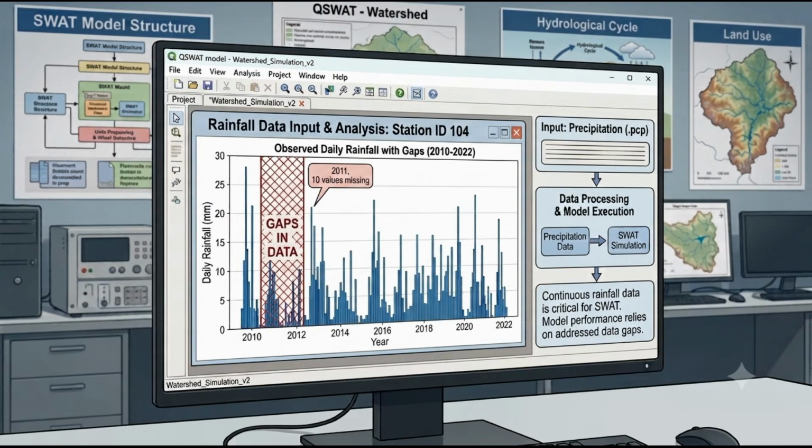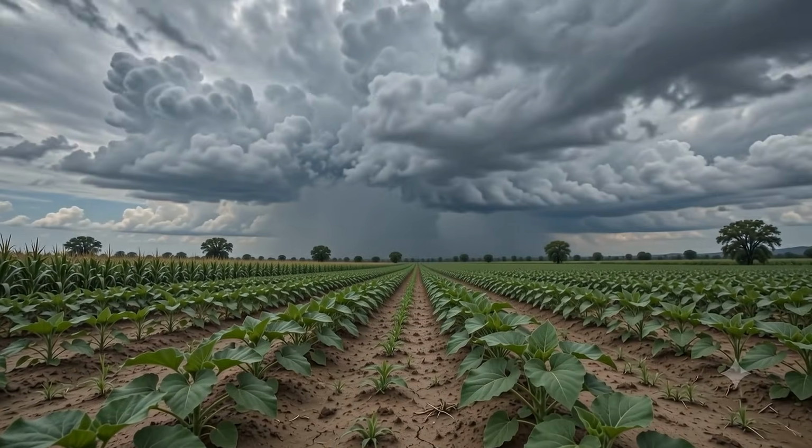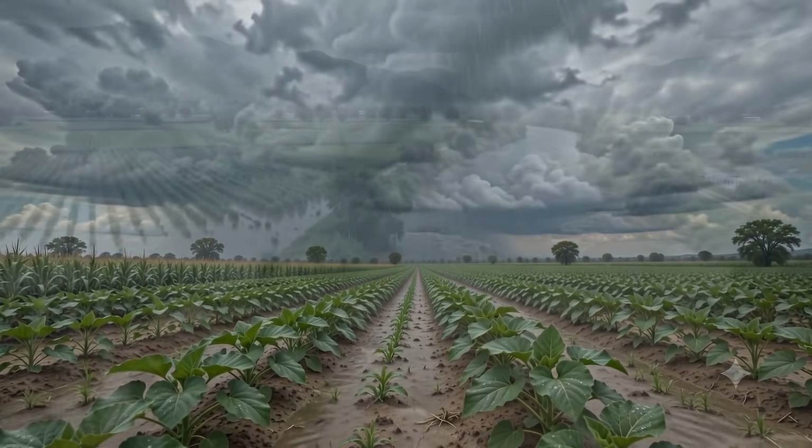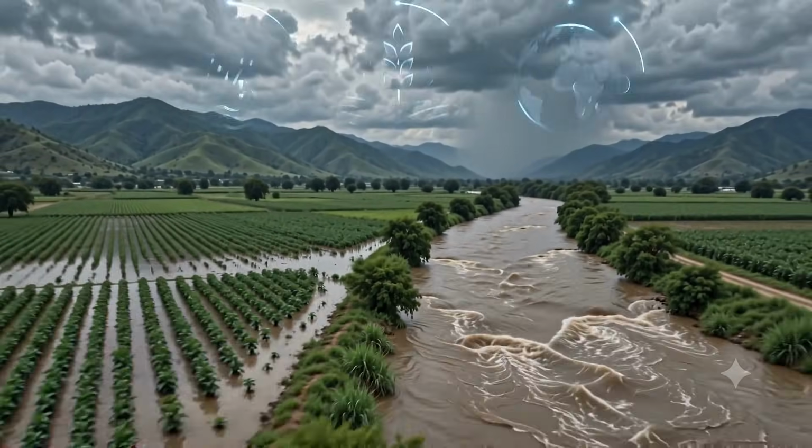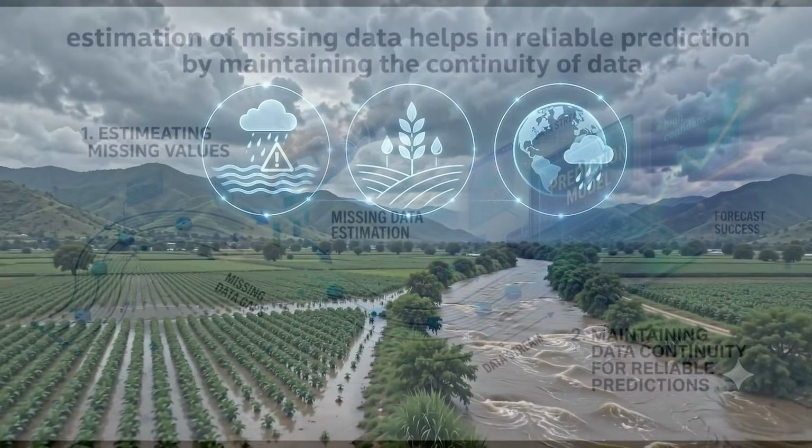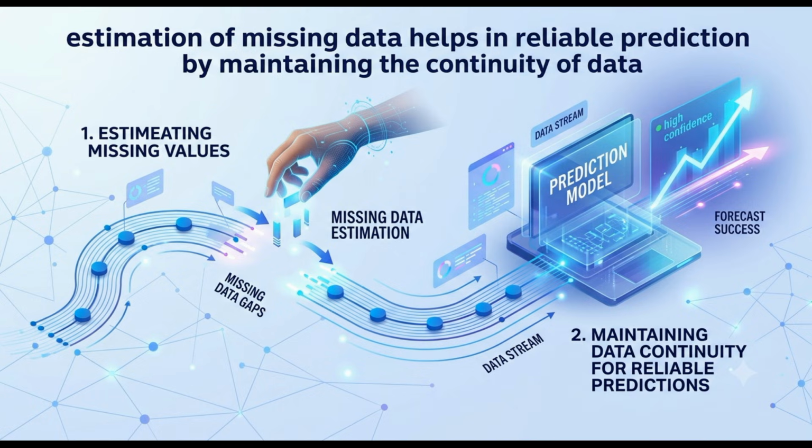Hydrologists rely on time series data to run computer models. However, gaps frequently occur within these datasets. Most hydrologic models do not permit gaps in time series data. Those that do allow gaps will either infill missing values using internal estimation methods or introduce significant errors into their predictions. Accurate rainfall data is vital for flood prediction, agriculture, and climate studies. But when data has gaps, estimates of missing data help in reliable prediction by maintaining the continuity of data.